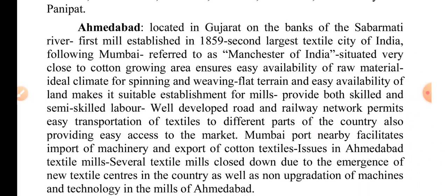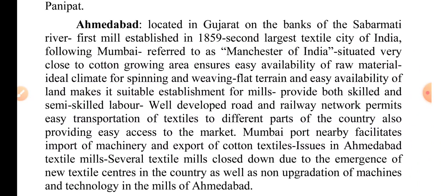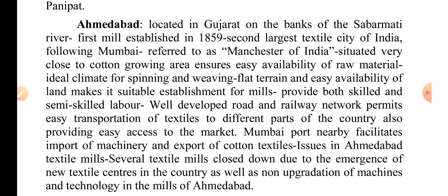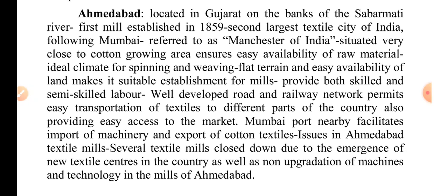And here comes Ahmedabad. Ahmedabad is located in Gujarat on the banks of the Sabarmati river. The first mill was established in 1859. It is the second largest textile city of India following Mumbai, and is referred to as the Manchester of India. It is situated very close to cotton growing areas, ensuring easy availability of raw materials, and has an ideal climate for spinning and weaving. Flat terrain and easy availability of land make it suitable for establishing mills, and it provides both skilled and semi-skilled laborers.